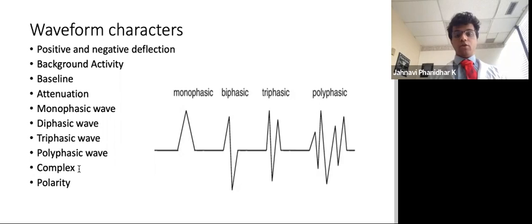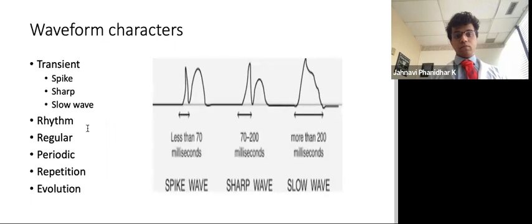A complex is a waveform which can be biphasic or triphasic or polyphasic. In terms of polarity for the triphasic or biphasic or polyphasic waves, we use the one with the lowest amplitude as the polarity of the waveform. And there are waveform characters, which we use as spike, which is basically a wave with less than 70 millisecond duration, sharp wave, which extends from 70 to 200 milliseconds, and a slow wave, which occurs for more than 200 milliseconds.